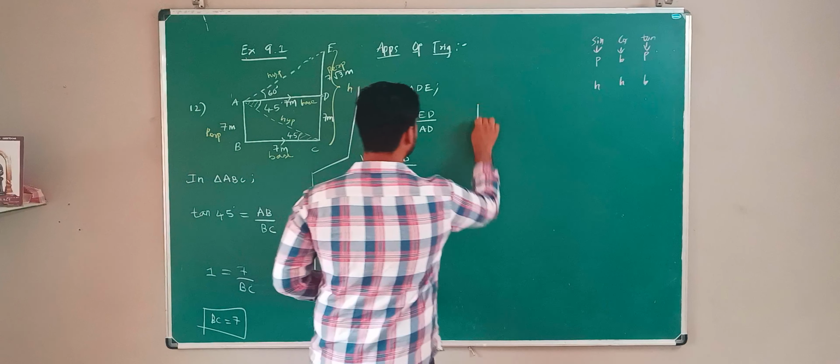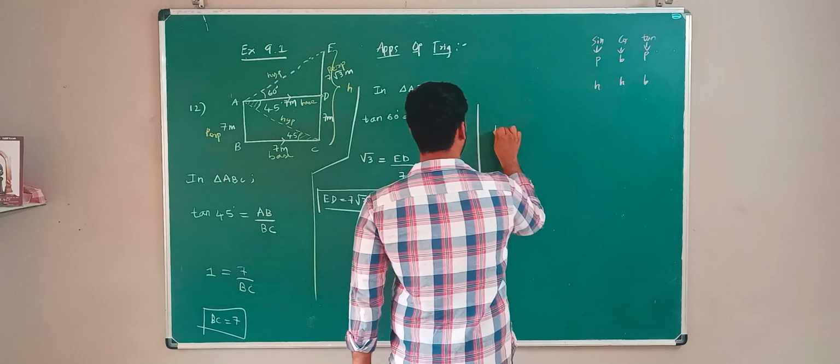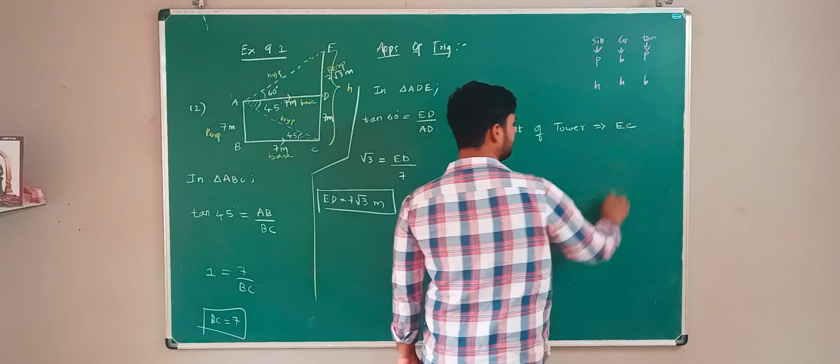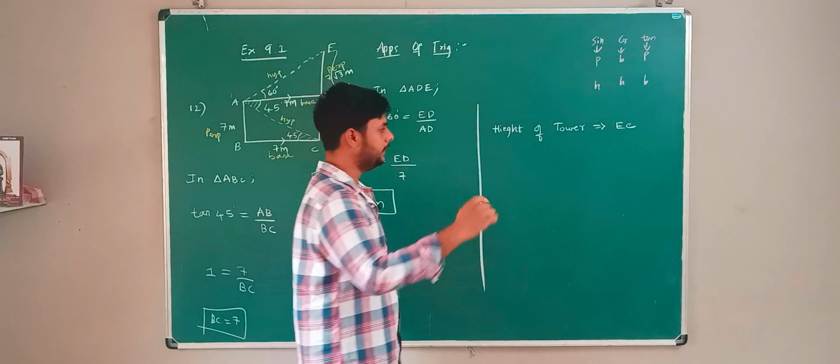So I should find what? EC. I should find EC. Height of tower. Tower is equal to EC, correct? EC is the height of tower. But EC has in it ED plus DC. How much is ED? 7 root 3. How much is DC? 7. What is common? 7 is common. Okay. 7 of root 3 plus 1. This is the answer. This is the height of the tower.